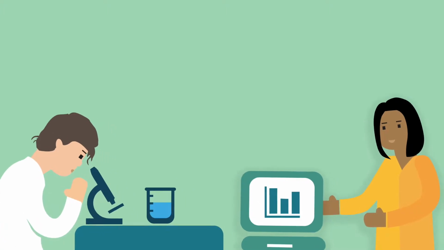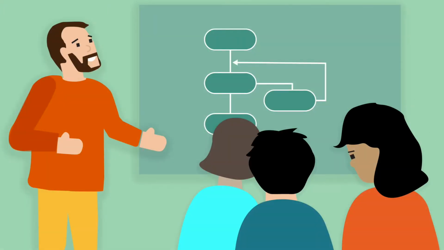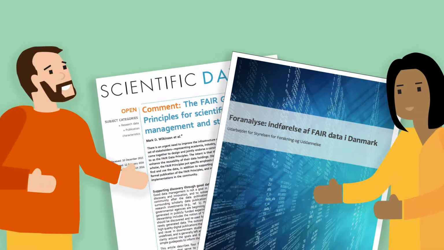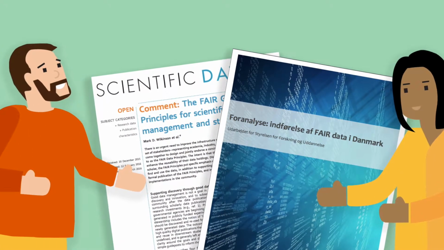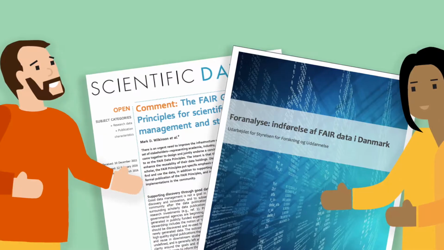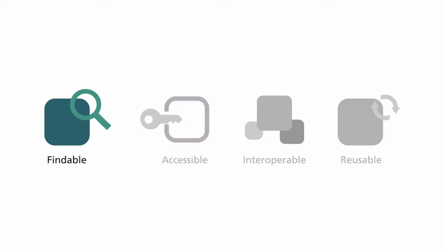No matter what kind of research you do or where you are in your career, sooner or later you will come across the FAIR principles for research data. Applying the FAIR principles means to make your research data findable, accessible, interoperable, and reusable.